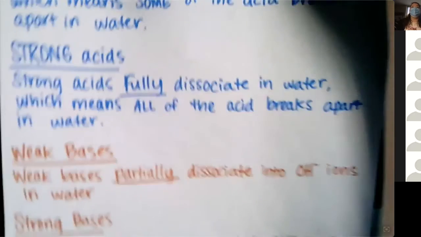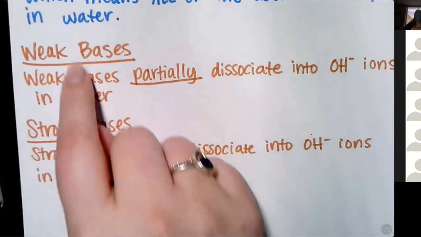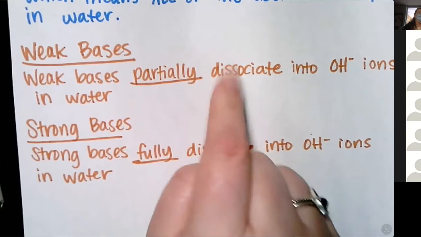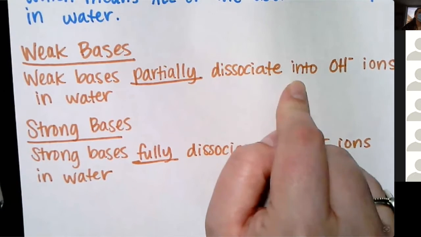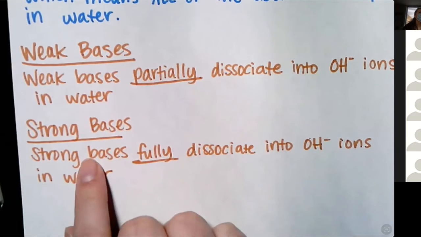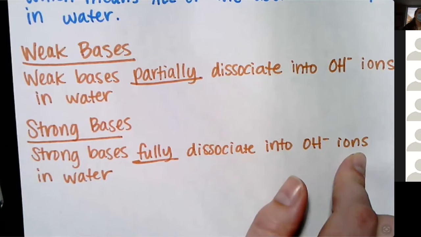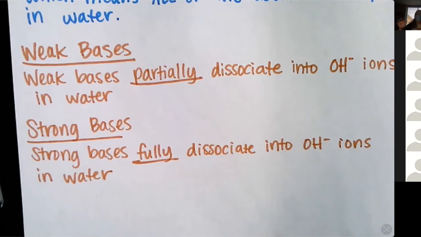The same thing applies for weak bases and strong bases. So weak bases are going to partially dissociate, and they're going to dissociate into OH minus or hydroxide ions. Strong bases, however, are going to fully dissociate into OH ions. And ions, don't forget, is just anything that has a charge, positive or negative.